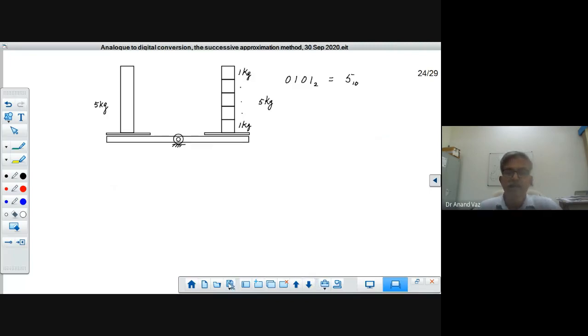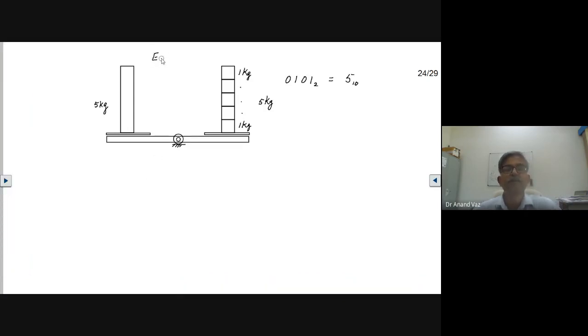So this is actually an equivalent. This is just an example, a mechanical way of understanding the equivalence of the ramp method. Okay. Now, this is one way of looking at it.